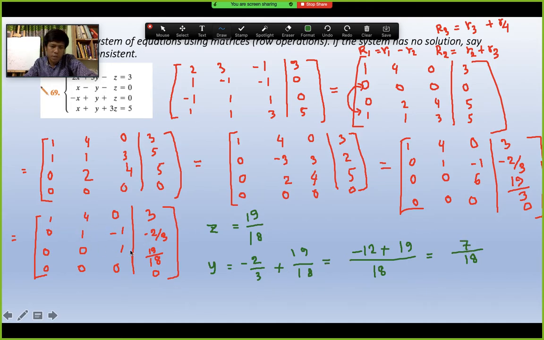Now from the first line we have x plus 4y equals 3. So we can write x equals 3 minus 4y. Y we already know, so let's write it here: 7 divided by 18.